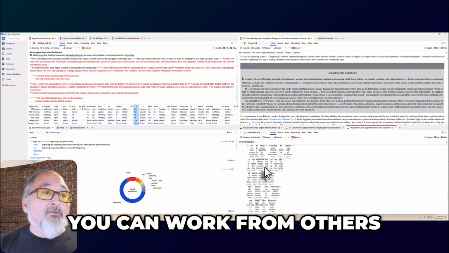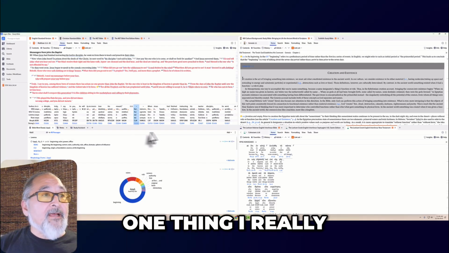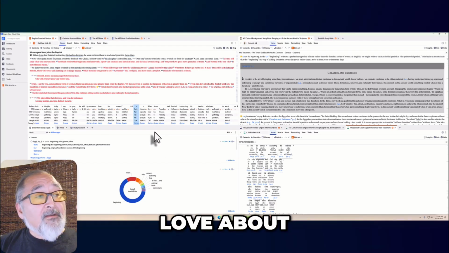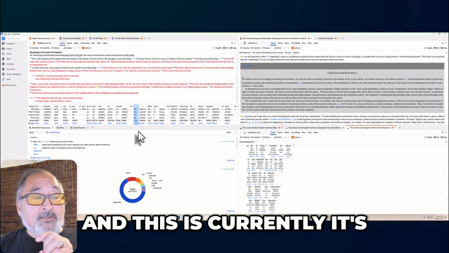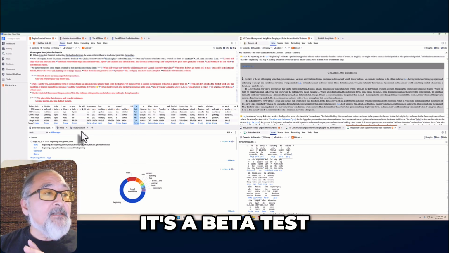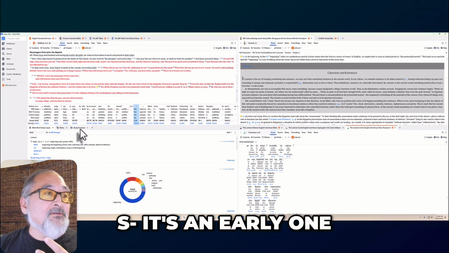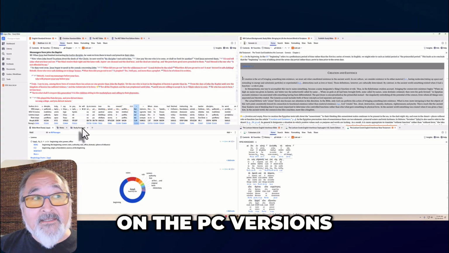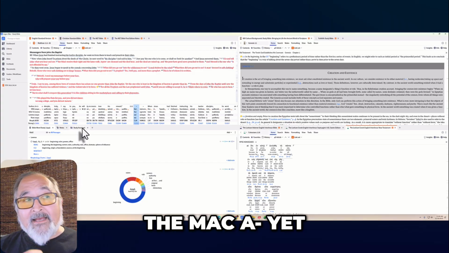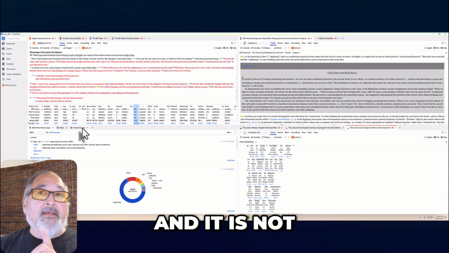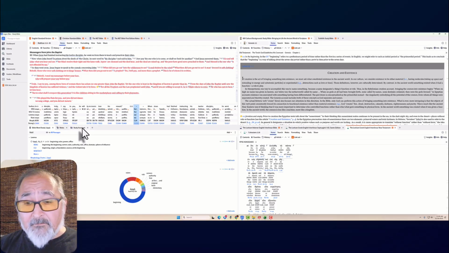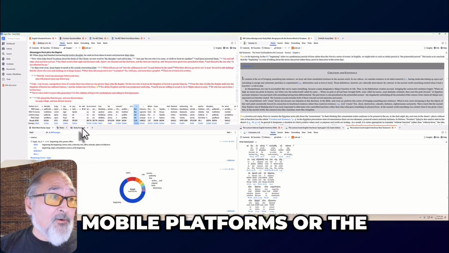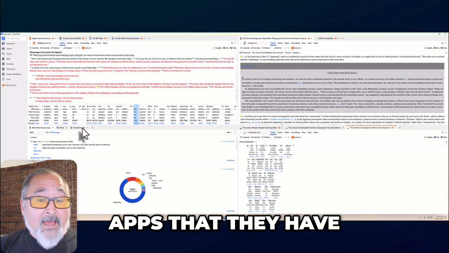You can work from others, right? Now, one thing I really love about Logos, and this is currently a beta test, or an early one, is the study assistant, and it's only available on the PC versions. It's not available on the Mac yet to this point, and it is not available on the mobile platforms or the mobile apps that they have.